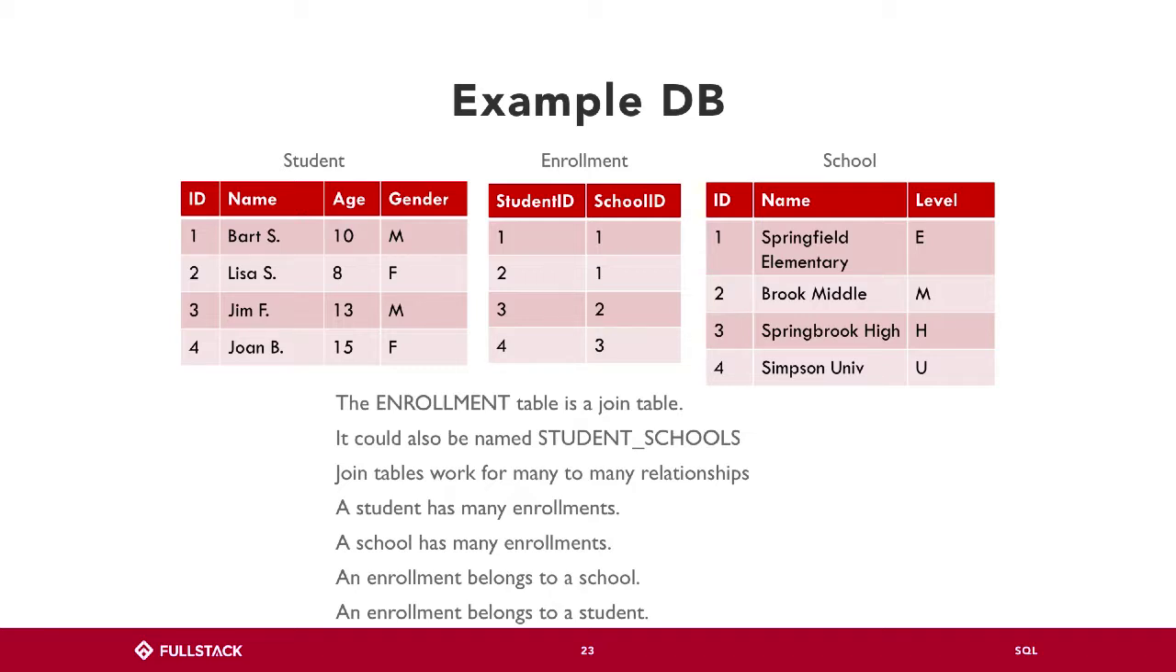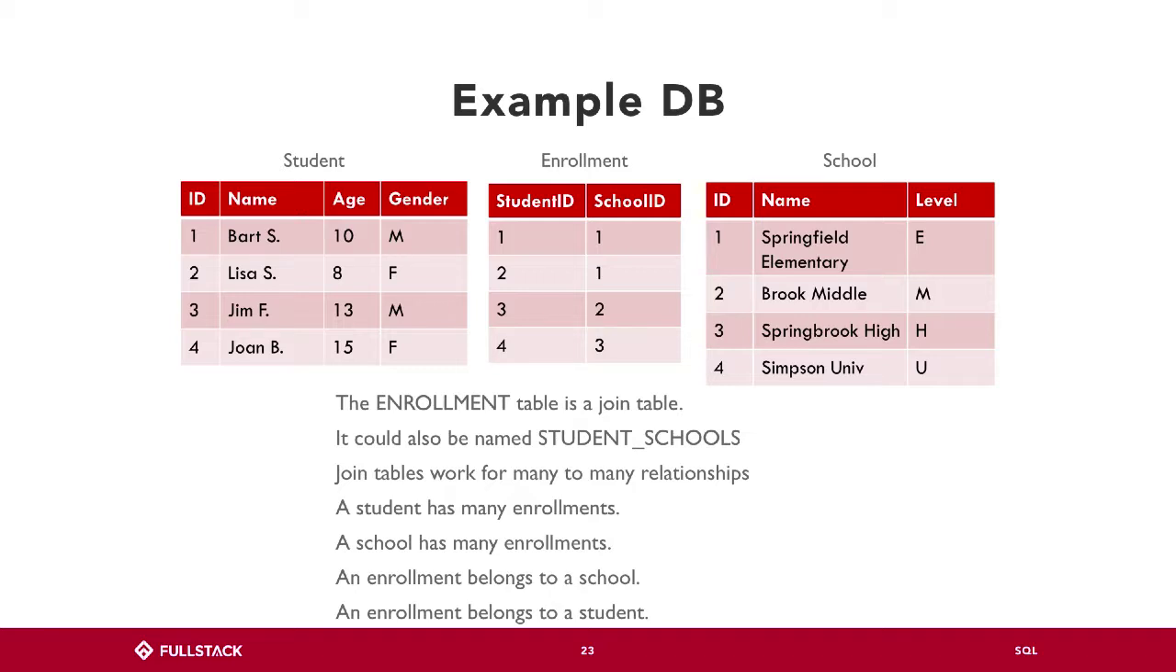So schools, pretty simple. They have a name and they have a level. A student also has a name. They also have an age. They also have a gender. There's primary keys for all of these. The enrollment table would be considered a join table, okay? And what it's a way of doing is to really say, hey, look, a student belongs to many schools, and a school can have many students, okay?